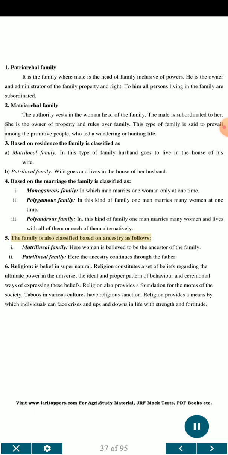5. The family is also classified based on ancestry as follows. A. Matrilineal family. Here the woman is believed to be the ancestor of the family. B. Patrilineal family. Here the ancestry continues through the father.